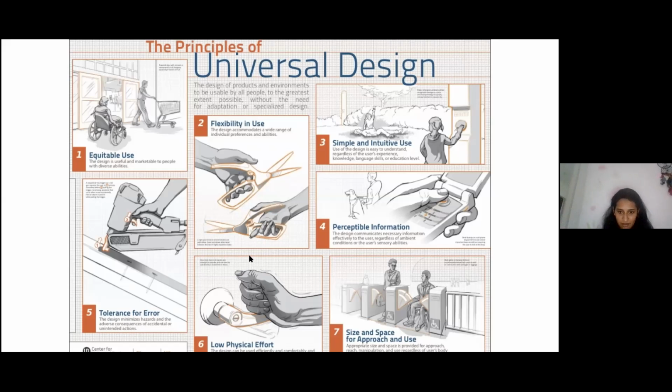Then there's, why is this not visible to me? What is the 6th one, Krishna? Yeah, low physical effort.